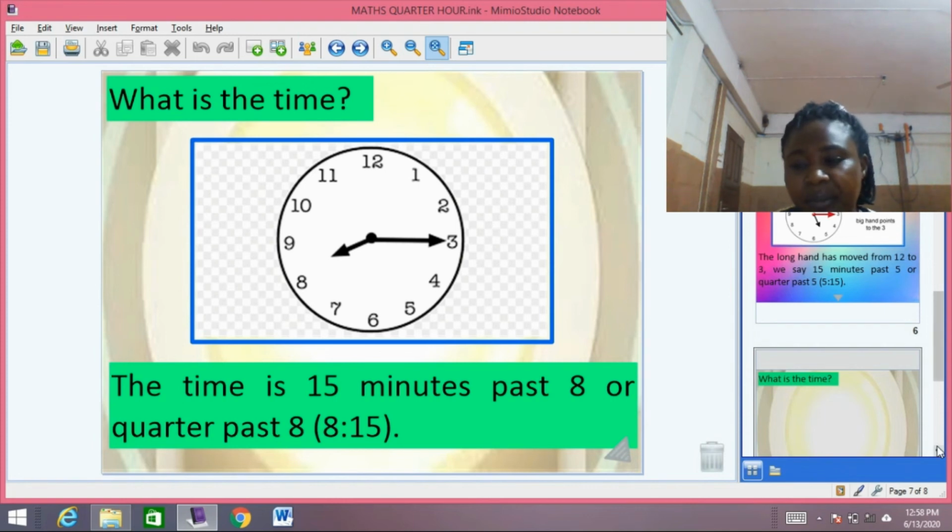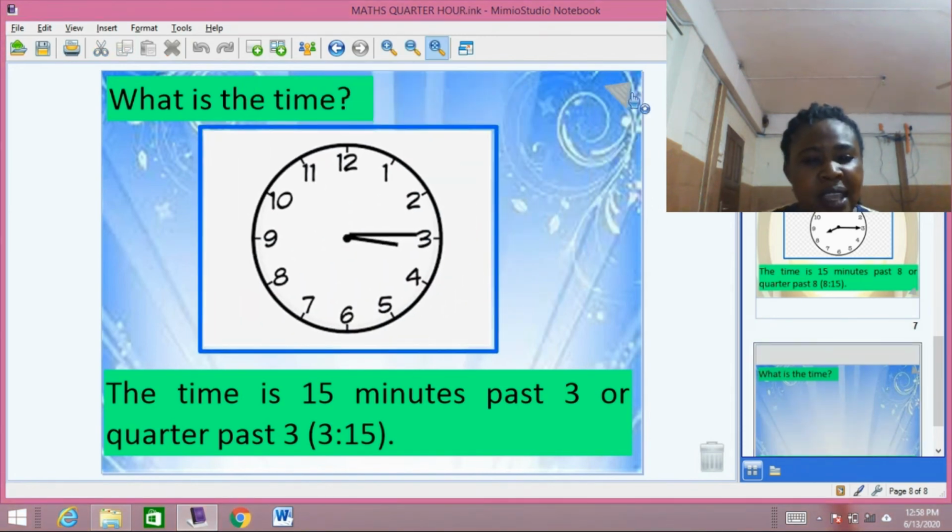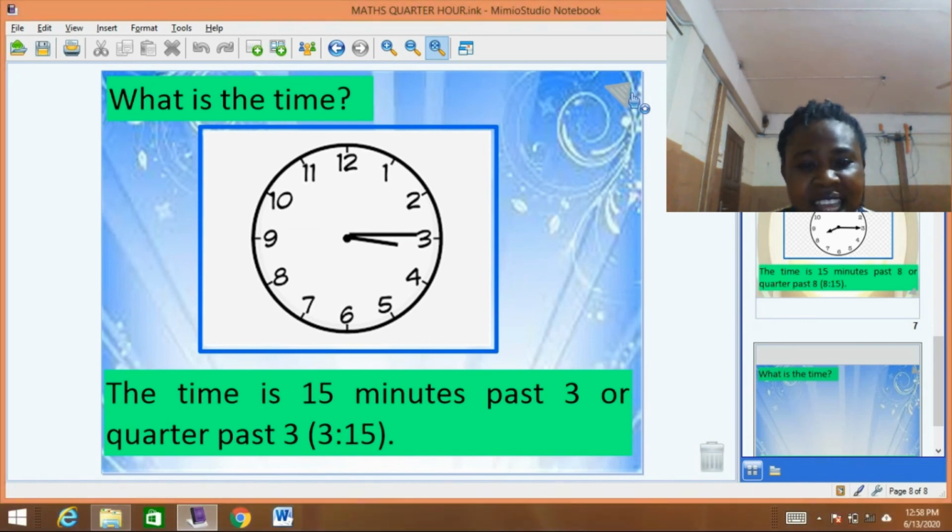Good. We still have another one to look at. I ask again, what is the time here? Here, the long hand and the short hand are pointing at 3. The hour hand and the minute hand are all pointing at 3. What is the time here? We say 15 minutes past 3 or quarter past 3. Digitally, you write 3:15.